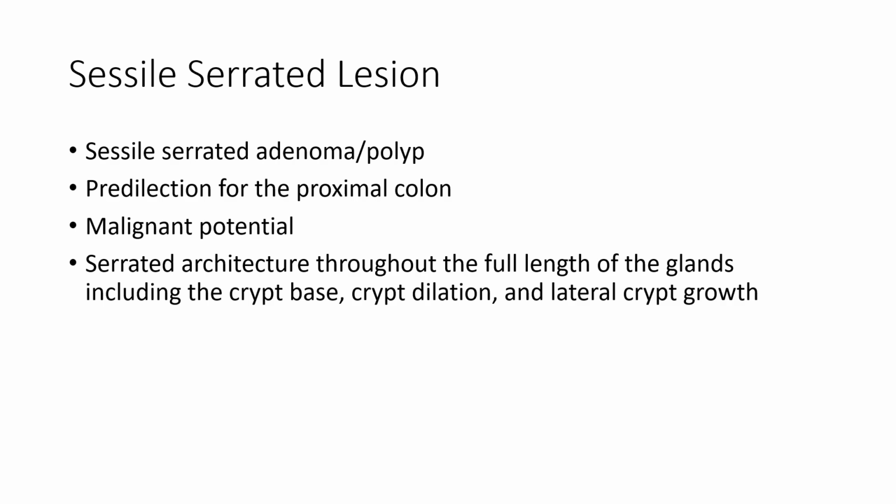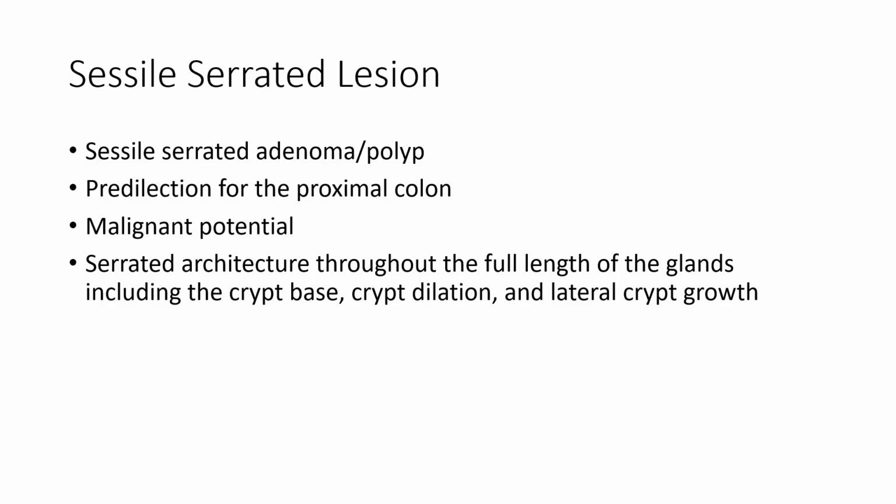So there is histologic overlap with hyperplastic polyps, which also have serrations. But there are some differences between the two. In sessile serrated lesions, the serrations are present throughout the length of the gland, including the crypt base, whereas in hyperplastic polyps, the serrations usually are limited to the surface of the crypt, the upper half of the crypt.